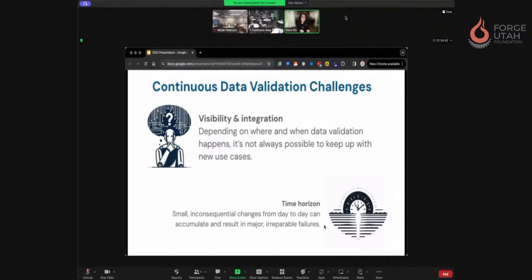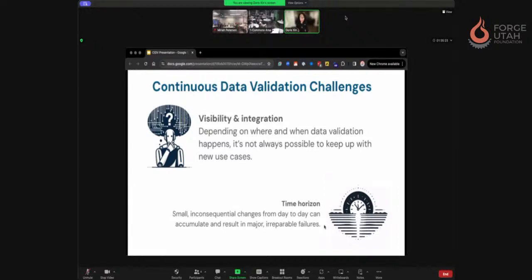Changes can be extremely small and inconsequential from day to day, but they can accumulate over a period of time, and then they result in major irreparable failures, right? So another example at LinkedIn. We were seeing a very small number of data points having a missing feature in this one feature. We saw it as a couple of users at a time, and it didn't feel like it warranted a closer look. And this went on for a few months, and then all of a sudden our model just started behaving really poorly.